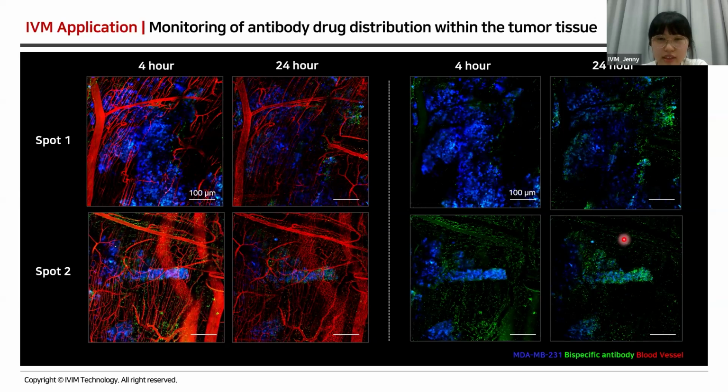This time-dependent change in distribution suggests that the bispecific antibody drug not only travels through the bloodstream, but also effectively diffuses and acts within the tumor microenvironment.